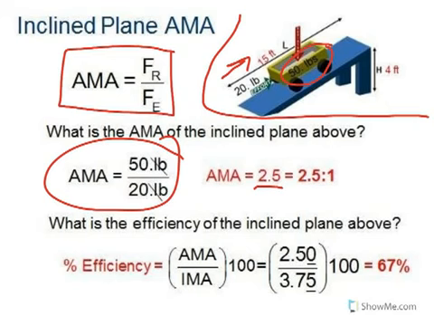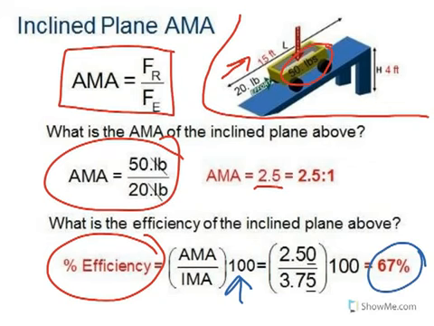And as with all the other simple machines, I can find out what the efficiency is by taking my actual mechanical advantage and putting it over my ideal mechanical advantage and then multiplying by 100. Once I do that, I find that this system is 67% efficient.